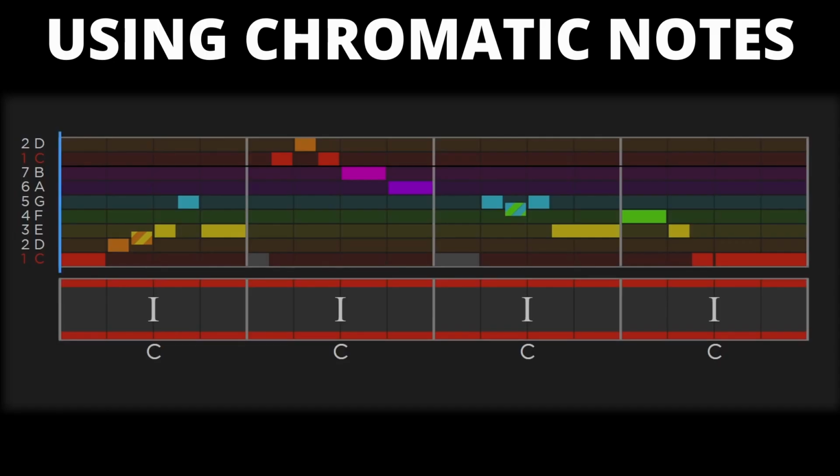Let's take our previous example in C major and mix in a few chromatic passing notes. You'll see that the chromatic notes are a mixture of the scale note colours either side of it. Listen out for how they change the sound of the melody against the underlying chord.